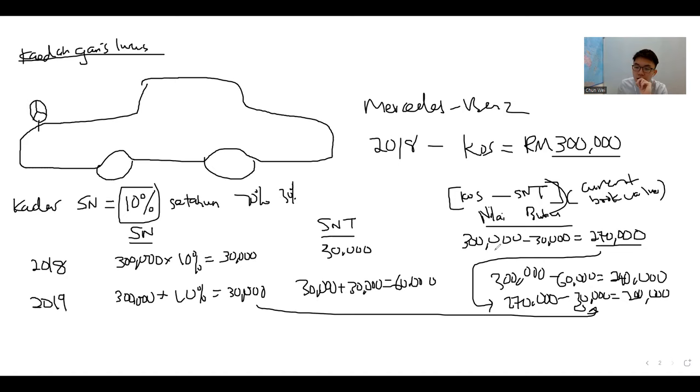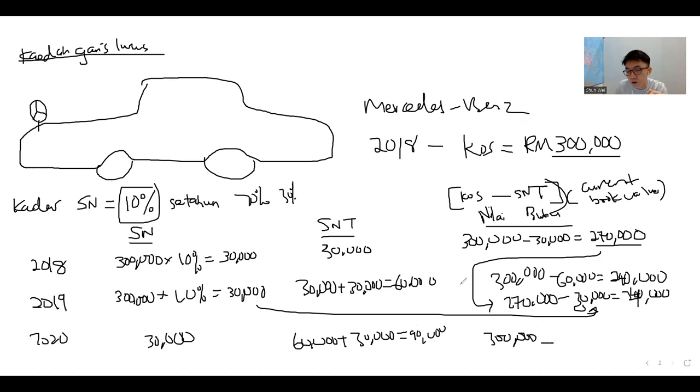All right, so let's continue. Let's say, what about 2020? It's the same thing. 300,000 times 10% becomes 30,000. And then this same 30,000, you add to the SNT of 60,000. So from last year 60,000 plus this year 30,000, you get 90,000. And this one continues to depreciate: 300,000, the cost, minus the current 2020's SNT 90,000.